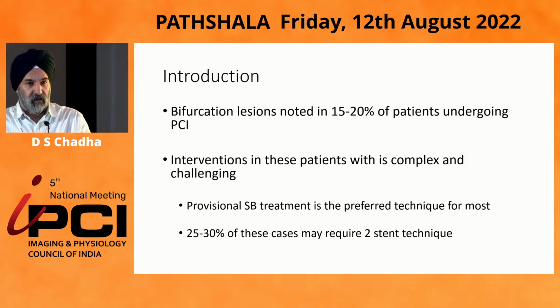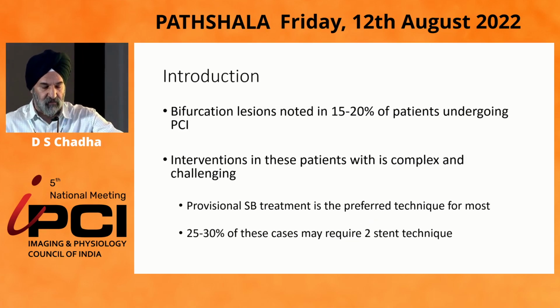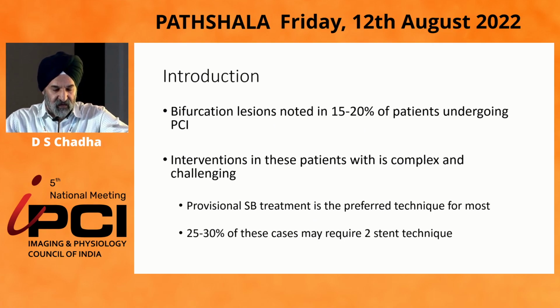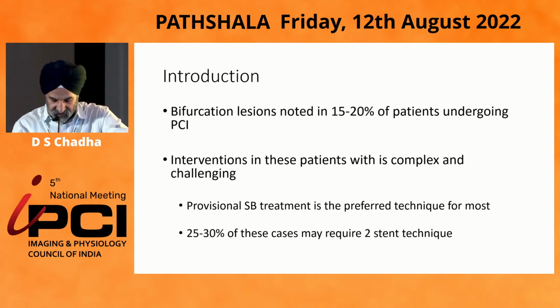All right. We get to see bifurcation lesions in about 15 to 20% of patients, and as I mentioned, the intervention in these patients is complex and challenging. We all know that a single stent strategy is beneficial, but in some patients we need to go with 2 stents, which is about 25 to 30%.